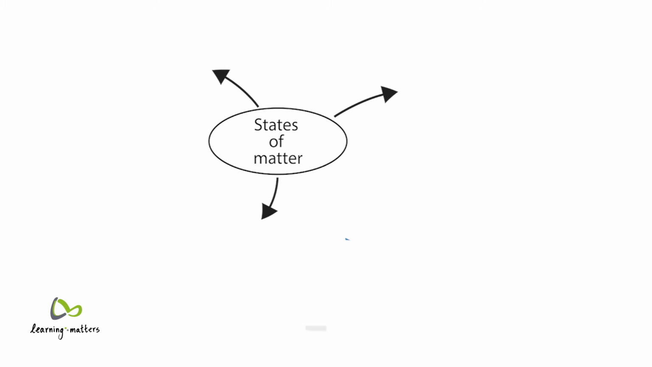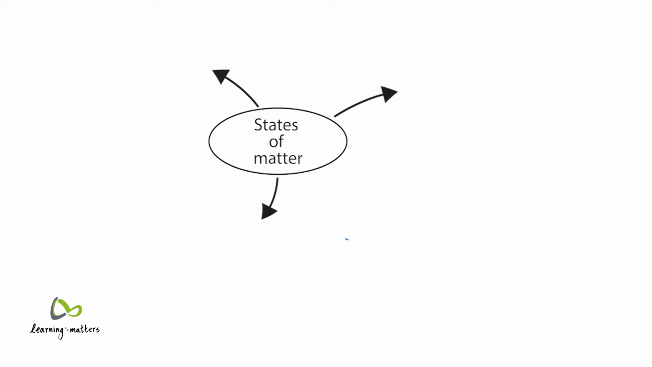Write the central idea or concept in a bubble at the center of your blank canvas. I'm going to create a mind map on a science concept, the states of matter. So the phrase states of matter will go in the center bubble of my blank canvas. Now, from the central idea, we will draw branches that lead us to the next level of concept. That is, the next level of information in the understanding of this concept.